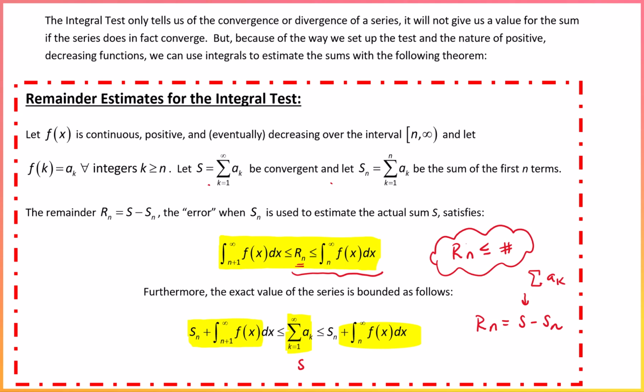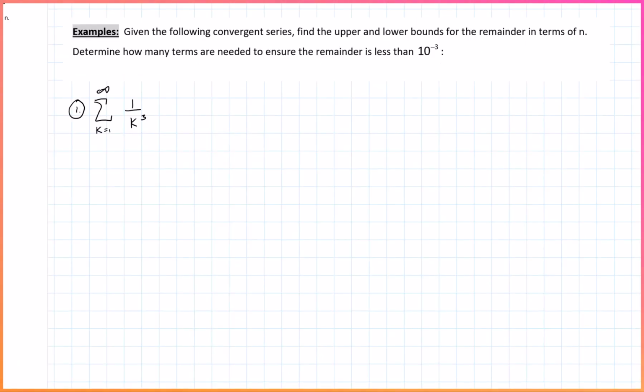And we can use that inequality as well to get bounds, not just on the error, but to get bounds on the actual sum of the series. Okay, so let's look at this in practice. So if we want to find, given the following convergent series, let's find the upper and lower bounds for the remainder in terms of n. Given this specific remainder, let's figure out how many terms are needed to ensure that the remainder is less than 10 to the negative third.